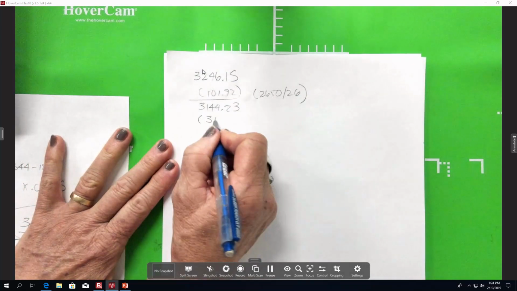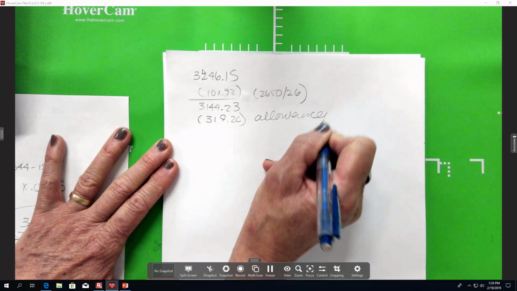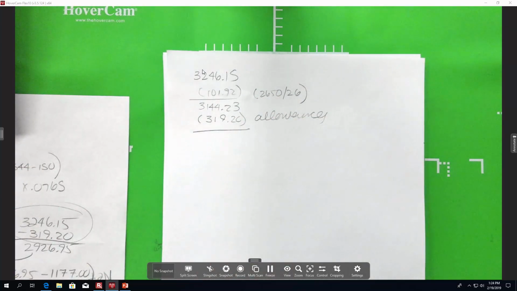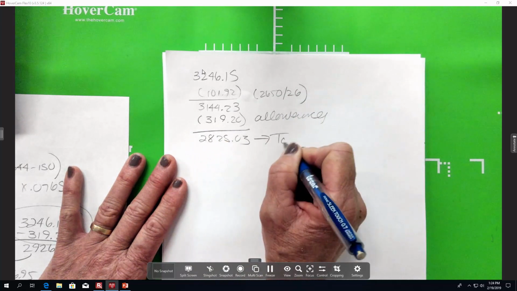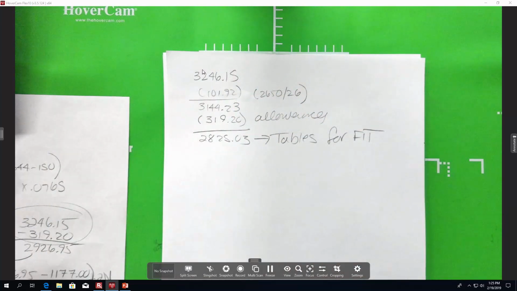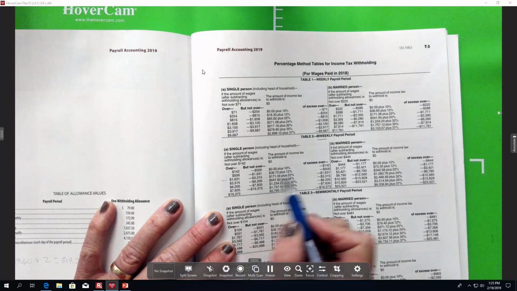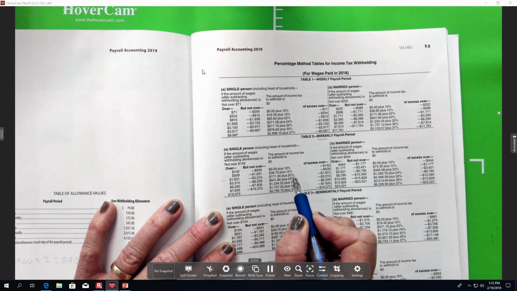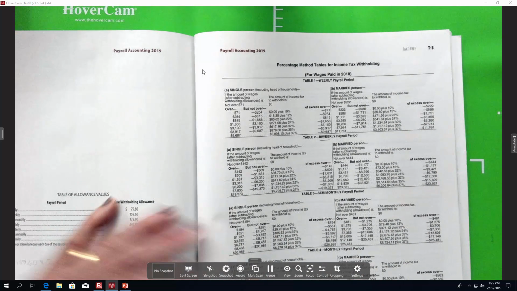Then I'm going to take out my allowance. So the amount that I'm going to take to the FIT tables is 2825.03. So this time, 2825.03, I'm over here on single, and it's right here. 171.34 plus 22% of the excess over 1631. Everyone with me?